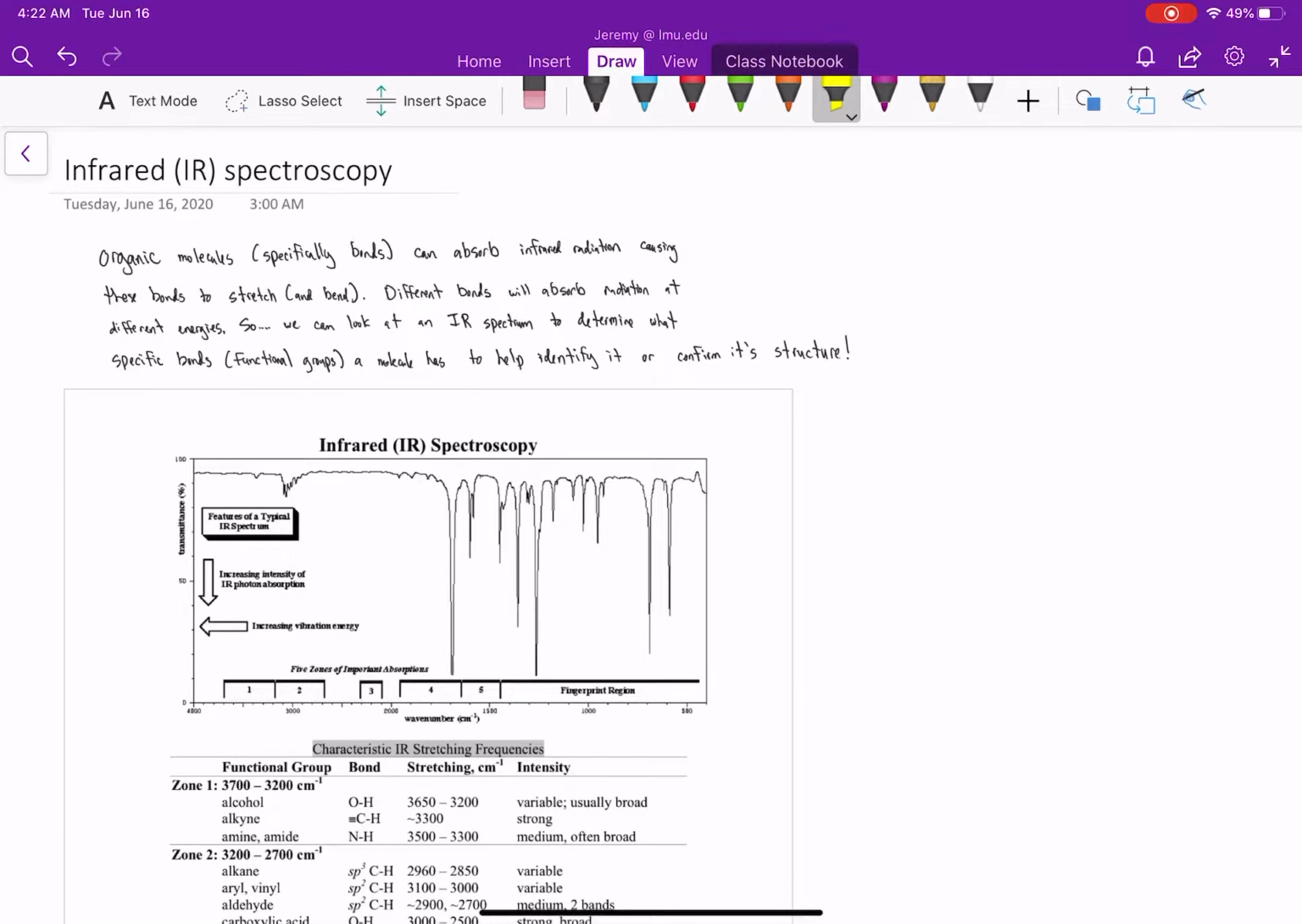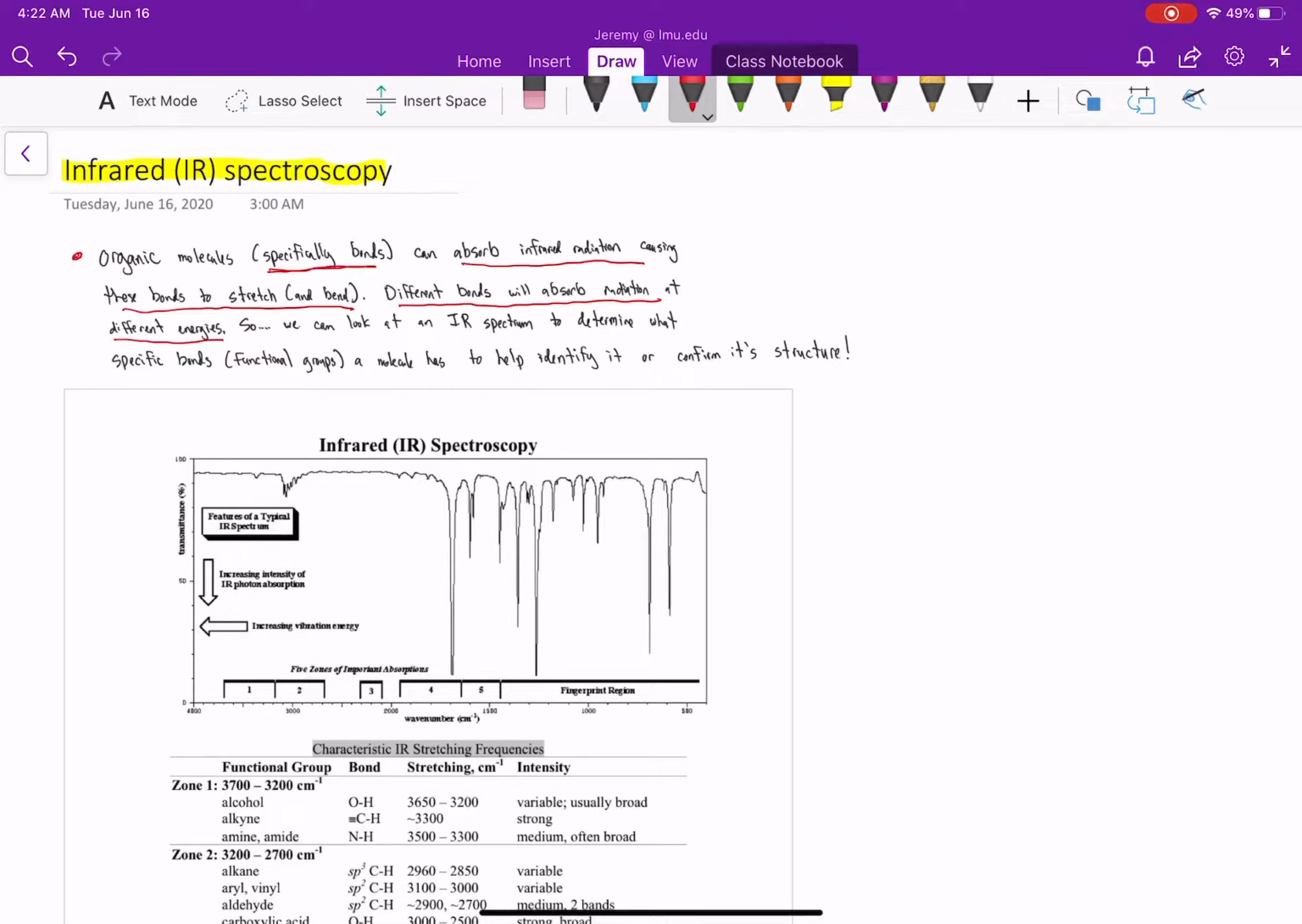All right, so we are now going to talk about infrared spectroscopy. Here's the fundamental principle. Organic molecules, specifically bonds in those organic molecules, can absorb infrared radiation. That causes these bonds to stretch and also bend. Different bonds will absorb radiation at different energy levels. So a CO bond will absorb infrared radiation at a specific energy.